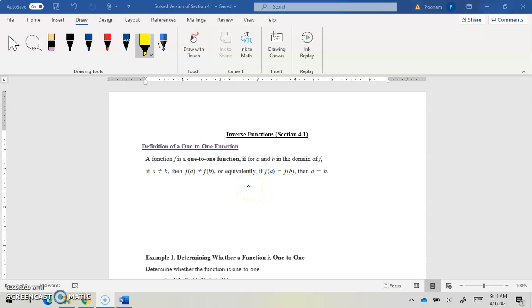Hello, we're going to start learning about inverse functions today. It's section 4.1 in the book. Before we start inverse functions, it's necessary to learn about one-to-one functions.